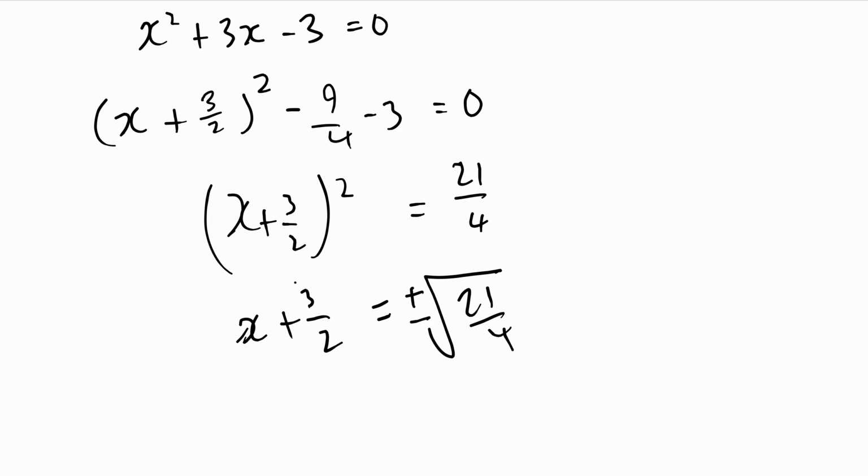So we can minus, because here it's a positive, so the inverse of positive is a minus. So minus 3 over 2 on here gets cancelled. It's going to give us minus 3 over 2 plus or minus root 21 over 4.